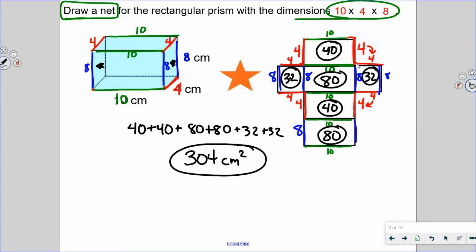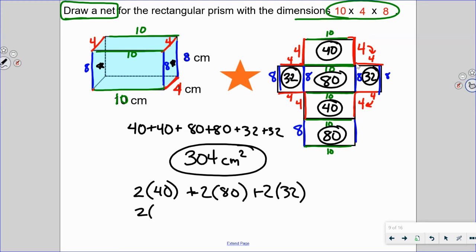Okay, Mr. Callan, do we always have to use a net? Look very carefully, and let's break this down backwards. We have two 40s, we have two 80s, we have two 32s. Where did those two 40s come from? Well, of course, that was the 4 by 10 rectangles. Where did the two 80s come from? Well, that would be the 8 by 10 rectangles. And where did the two 32s come from? Two sets of 4 times 8.